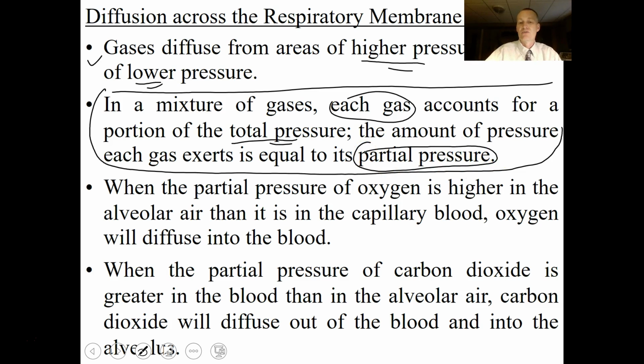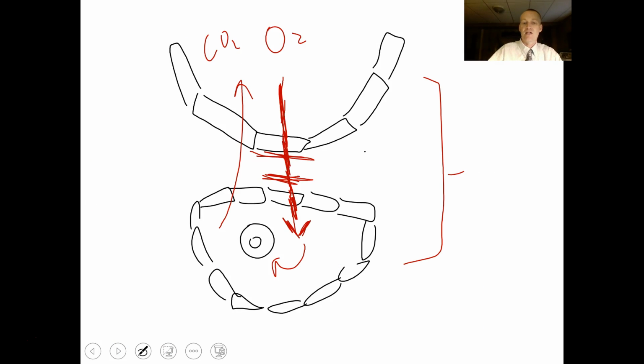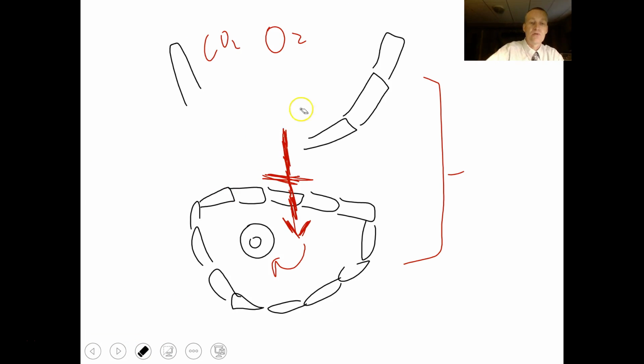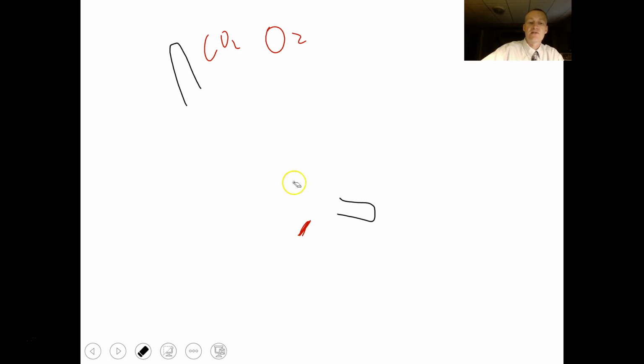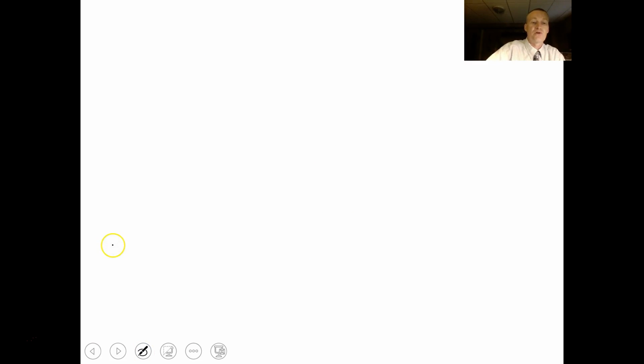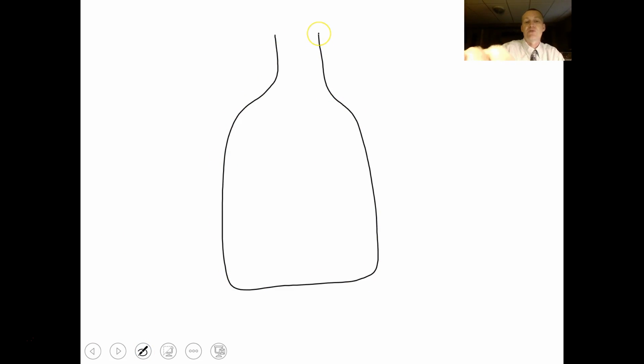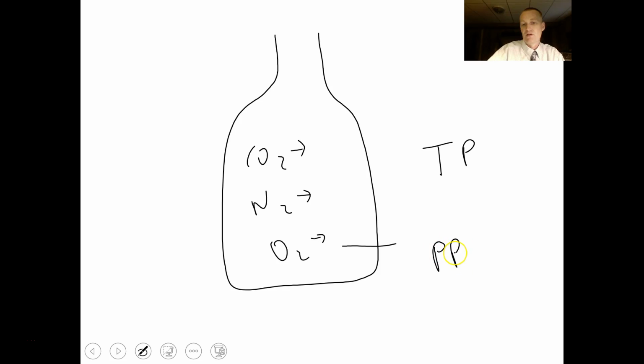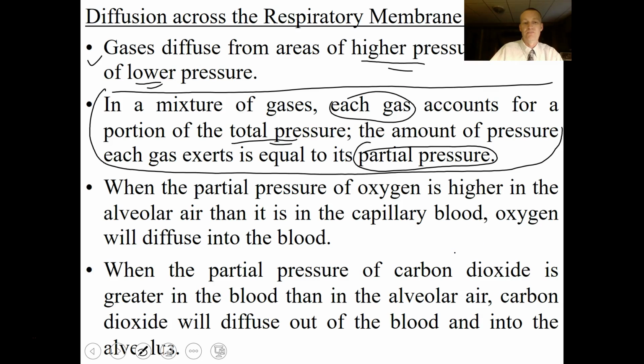So if I had a bottle and I looked at the gases inside, the total pressure is all the partial pressures of all the gases that are inside. So here's a bottle. So maybe I have carbon dioxide, maybe I have nitrogen, maybe I have oxygen. If I add up all of these, that's going to be the total pressure, but each of them will have their own partial pressure that they make up of the total volume.